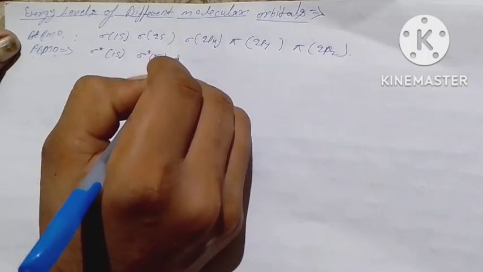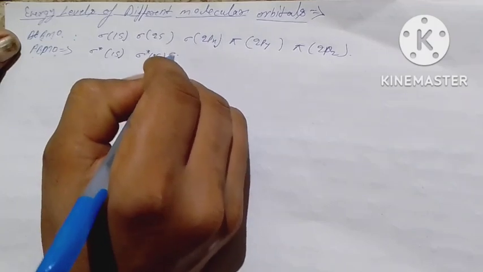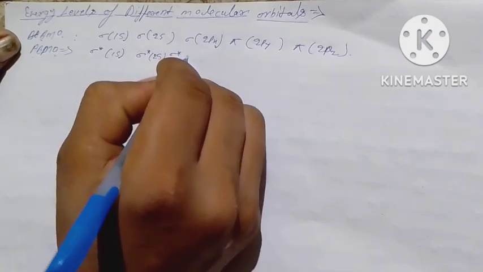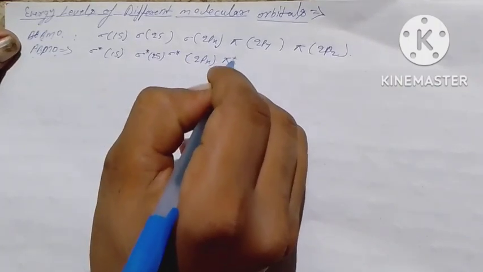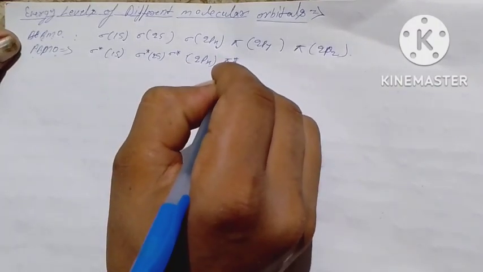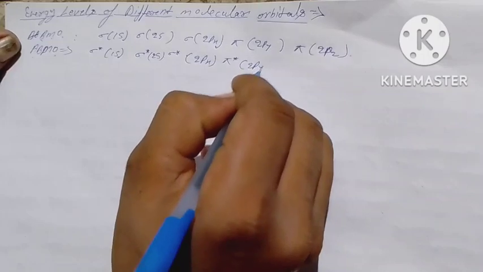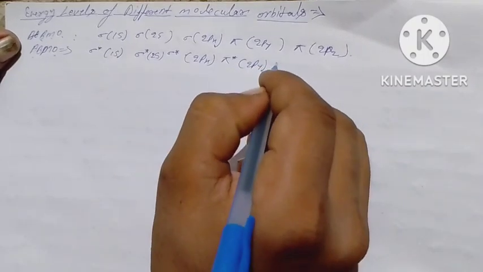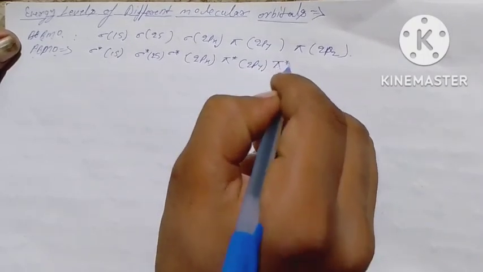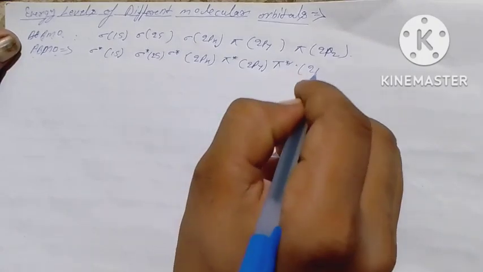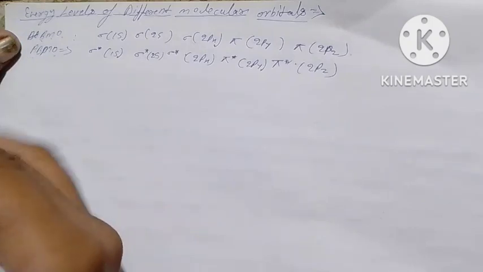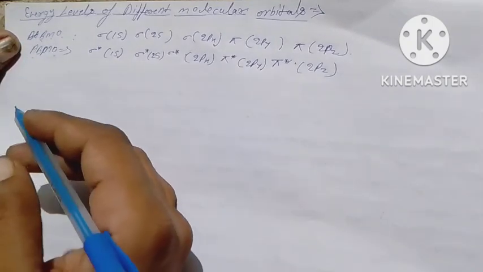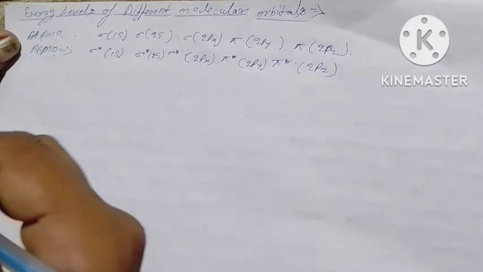And ABMO, antibonding molecular orbitals, are sigma star 1s, sigma star 2s, sigma star 2px, pi star 2py, and pi star 2pz.